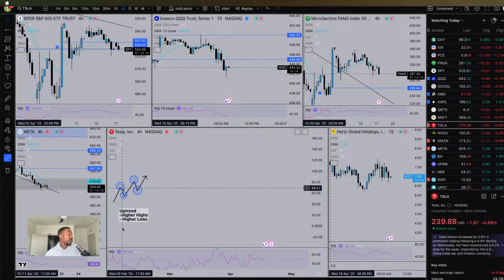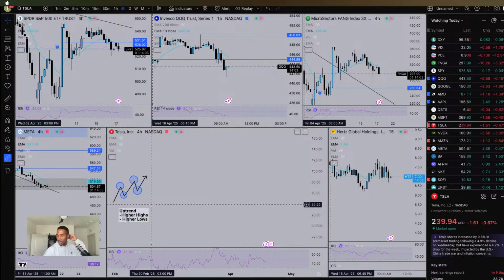These little blue points right here are referred to as the swing points. In the future, this is where you're going to find support and resistance. Just keep that in mind, because this applies when you're actually looking at candlesticks.